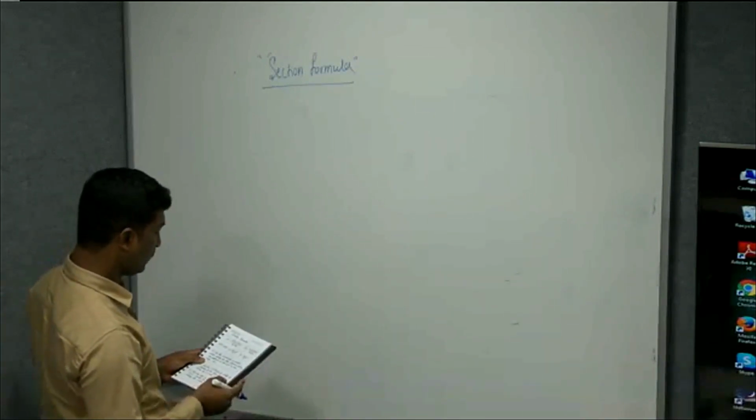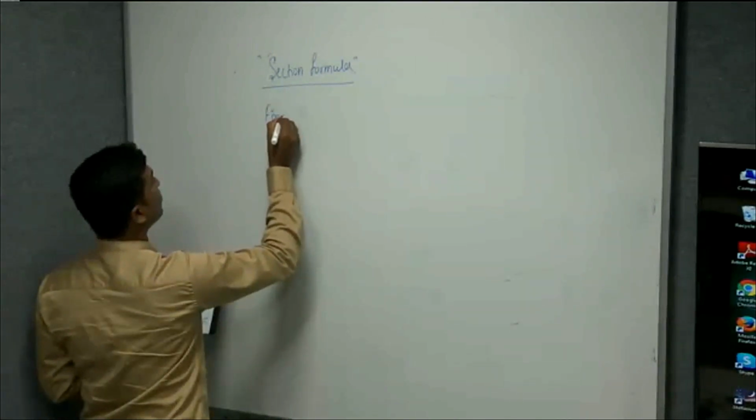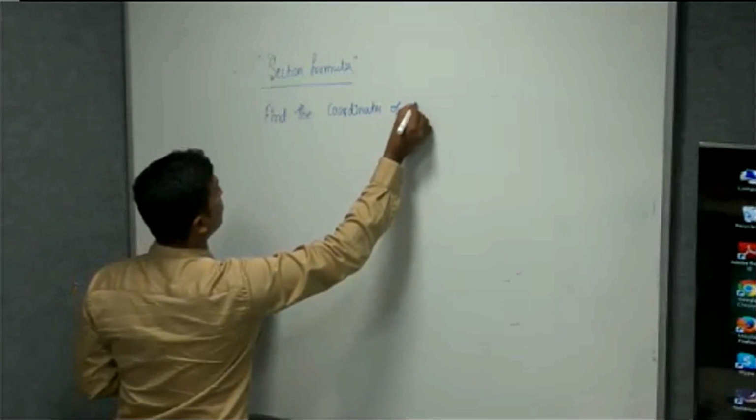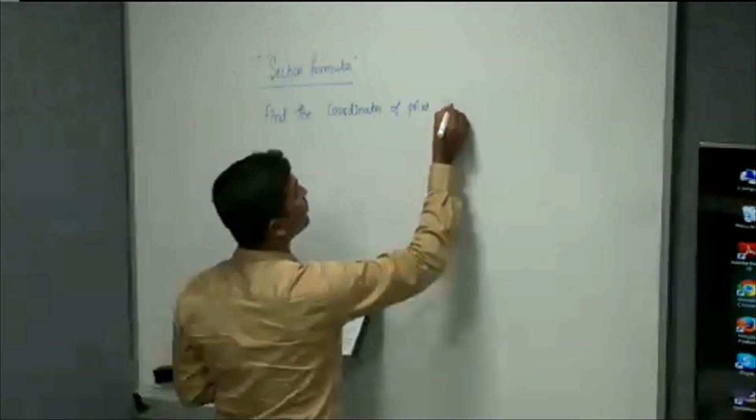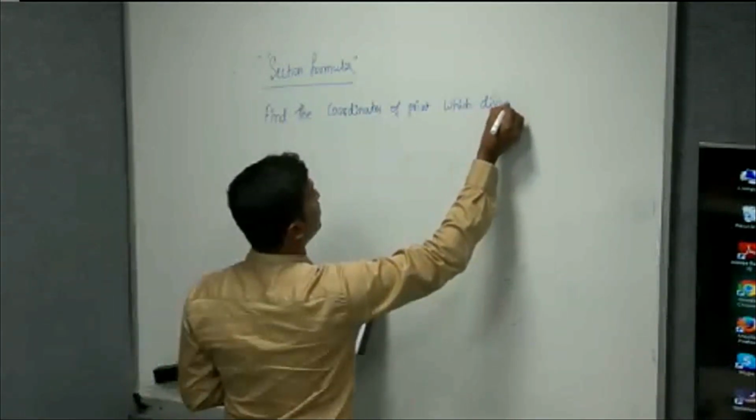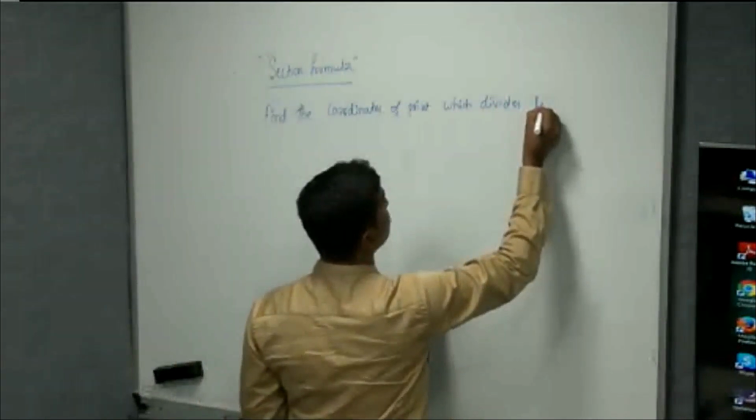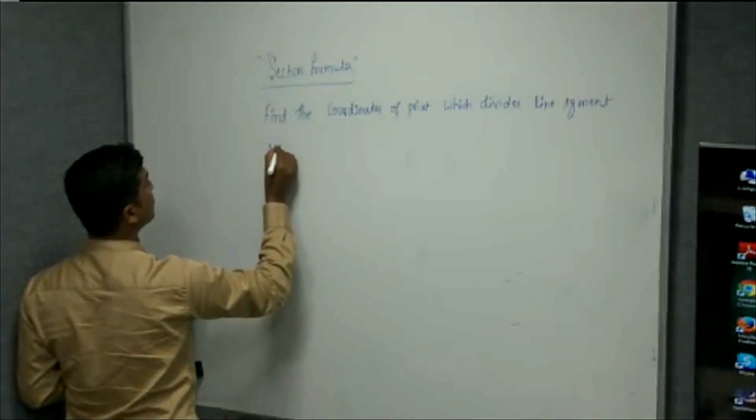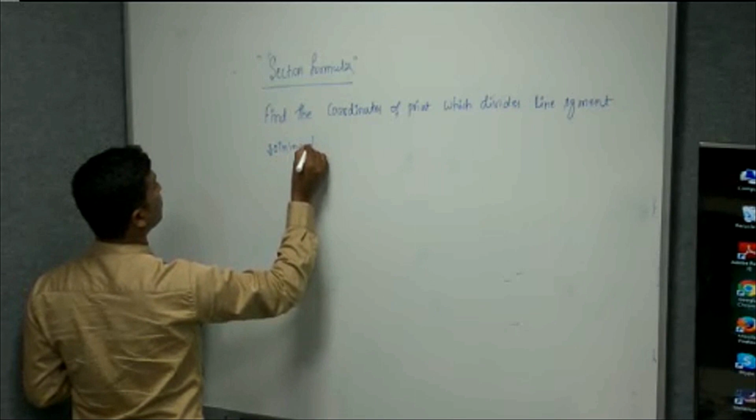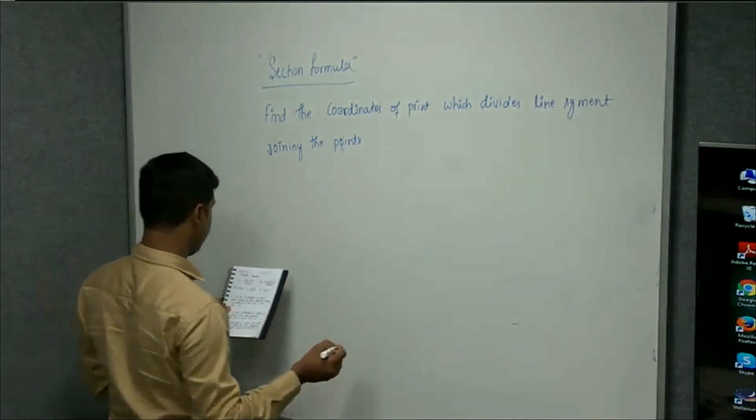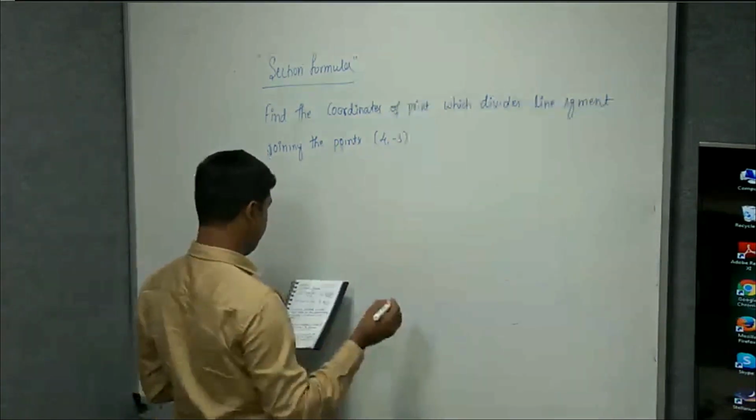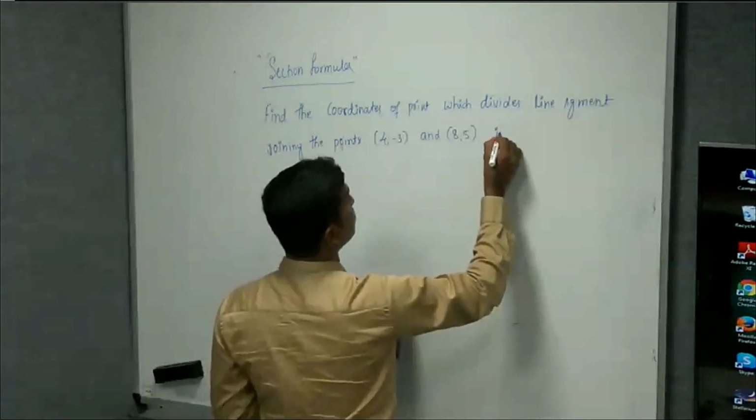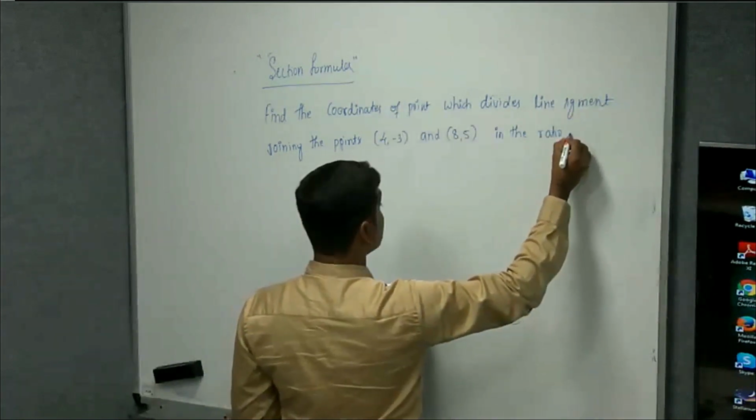Okay, first question. Find the coordinates of the point which divides the line segment joining the points 4, -3 and 8, 5 in the ratio 3:1.